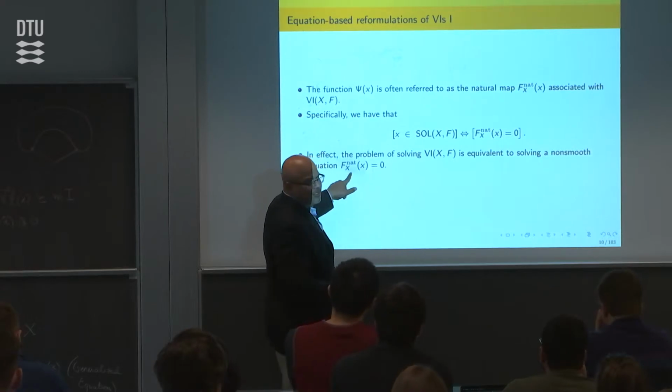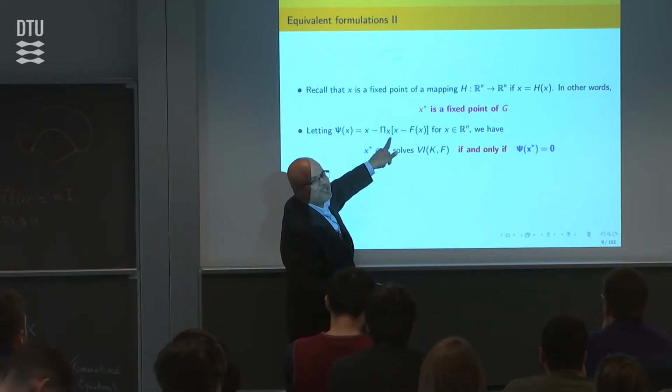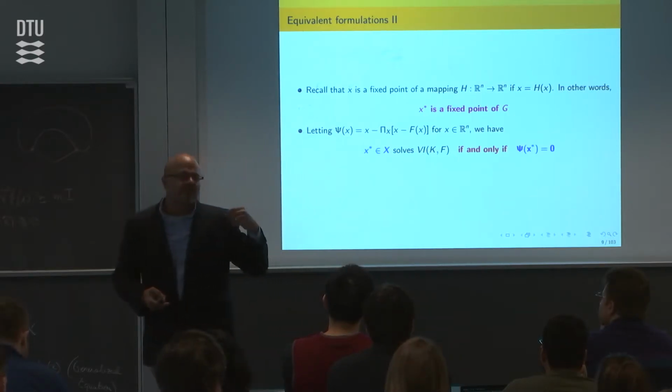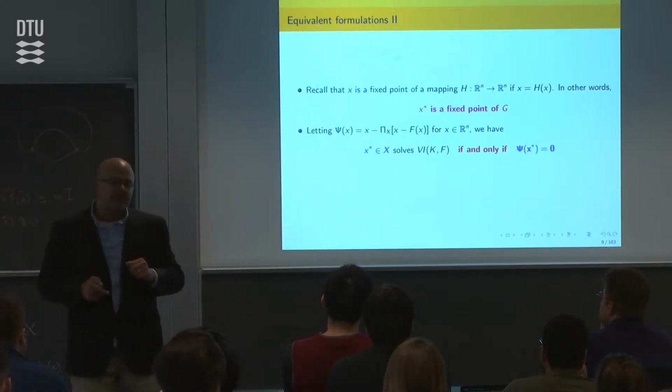Why do I call this equation a non-smooth equation? Because it has a projection inside it. So if I perturb x, the projection doesn't change smoothly. There's a jump.